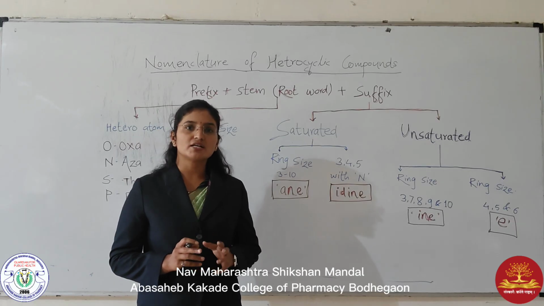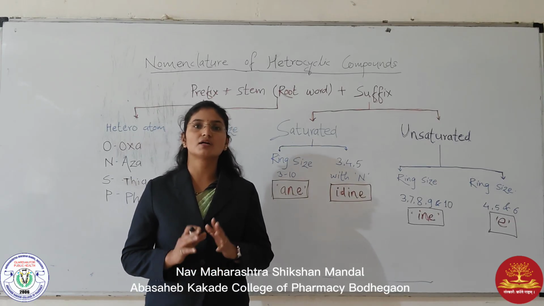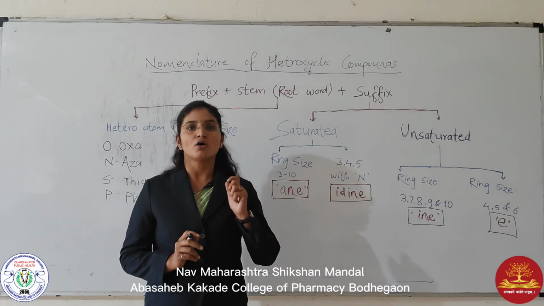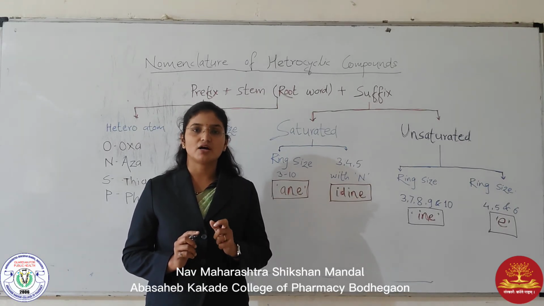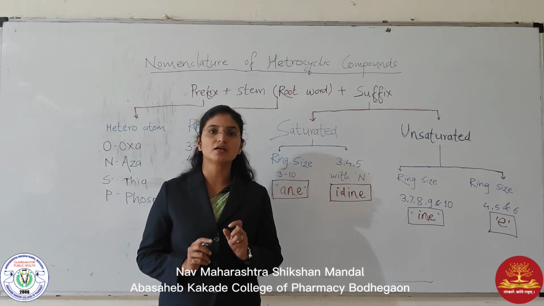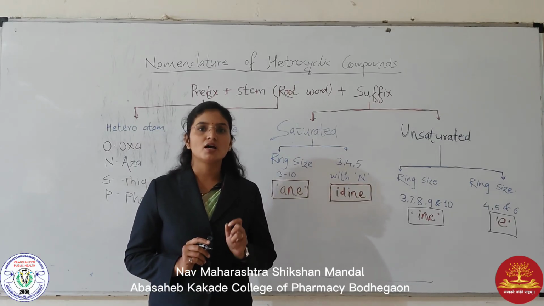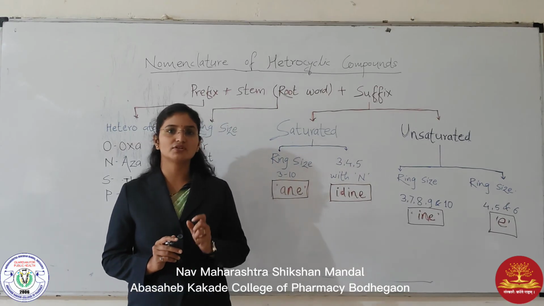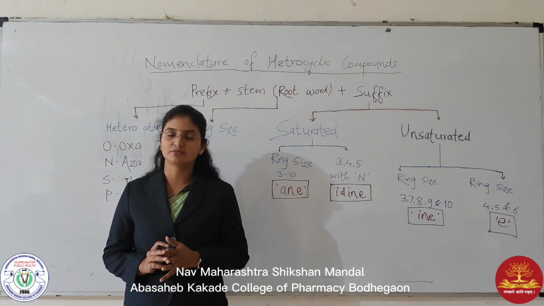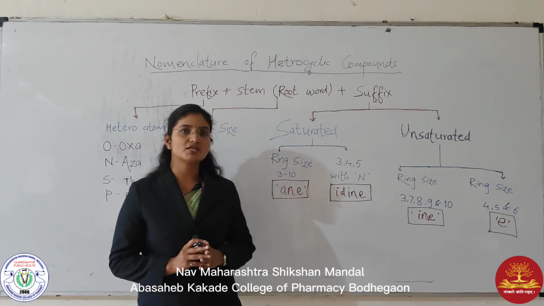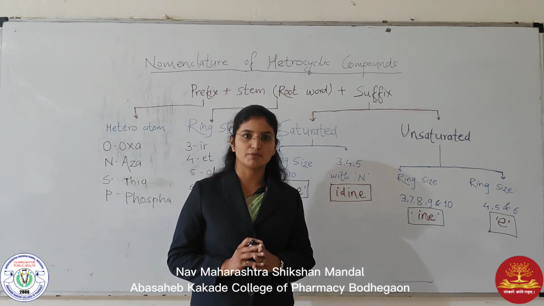Homocyclic compounds are composed of all carbon atoms, but heterocyclic compounds contain at least one different kind of atom other than the carbon atom. That is called a heterocyclic compound. Simply, heterocyclic compounds mean what? A cyclic compound which contains at least one different atom other than the carbon atom is called a heterocyclic compound. So our today's topic is the nomenclature of heterocyclic compounds.